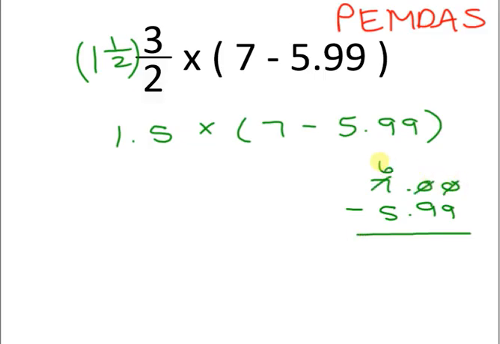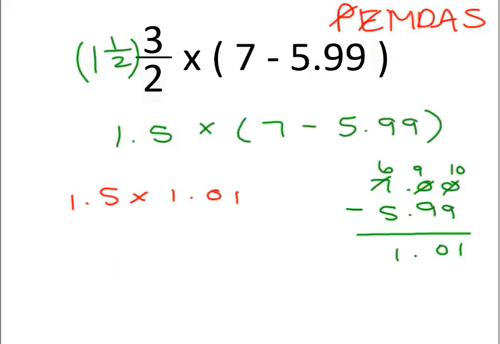So that 7 is going to become a 6, this is going to become a 9, and this becomes a 10. 10 minus 9 is 1, 9 minus 9 is 0. Bring down my decimals, 6 minus 5 is 1. So I'm going to go ahead and rewrite the problem. 1.5 times 1.01. Alright, so I got rid of my parentheses, there's no exponents, and all I have left really is this multiplication here.